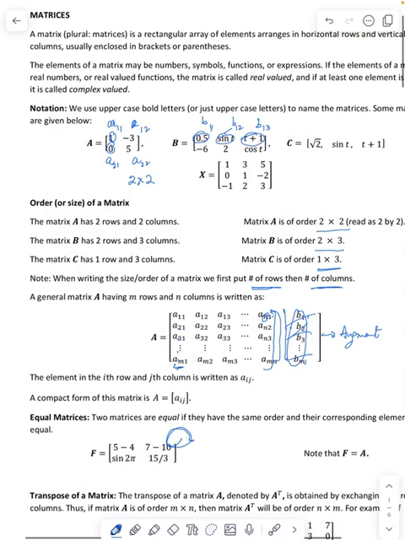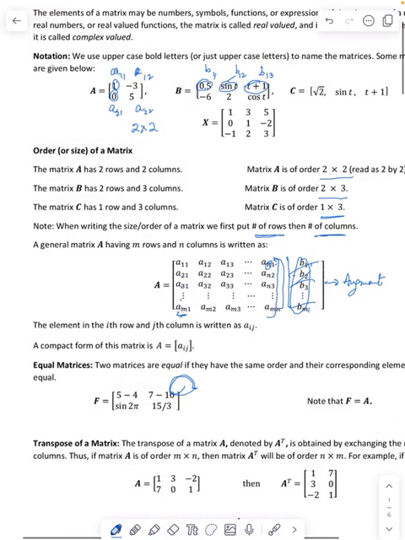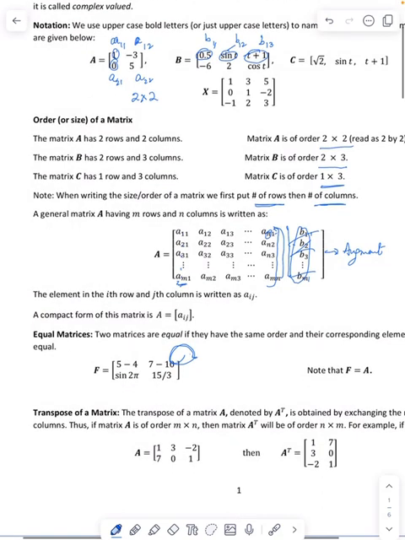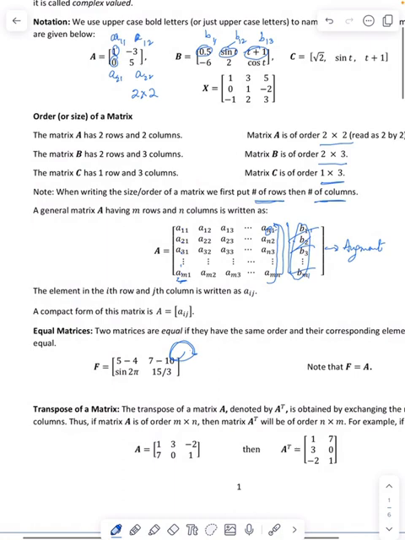What is the transpose of a matrix? The transpose of a matrix A will be denoted by A raised to the power of uppercase T, and it is obtained by exchanging the rows and columns. So here we have matrix A. We note that there are 2 rows and 3 columns.